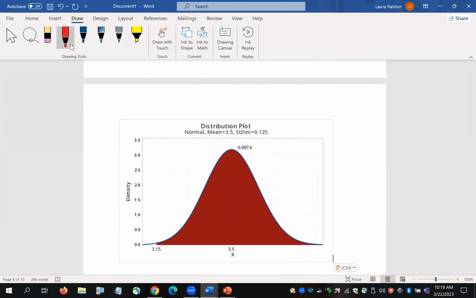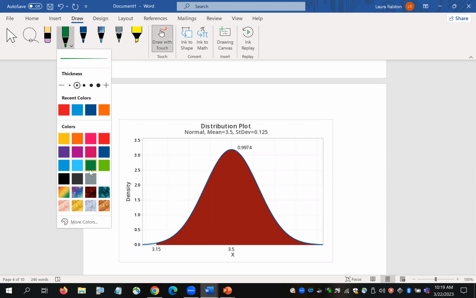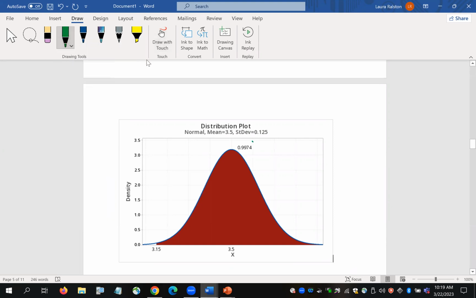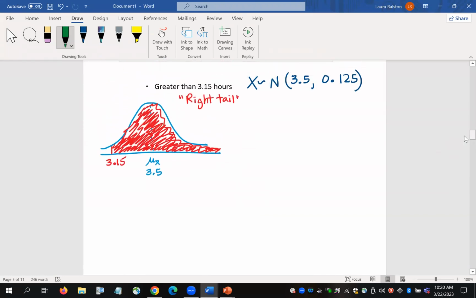And again, what you're looking for is this value that's kind of hanging out in space above the red shaded area, which is 0.9974. So this red shaded region is 0.9974. And again, that would be what you enter as your answer.